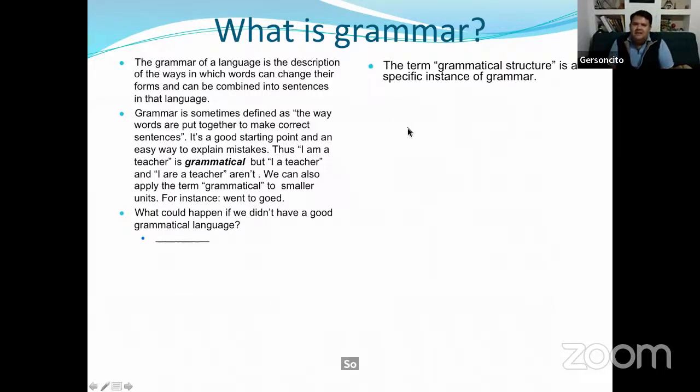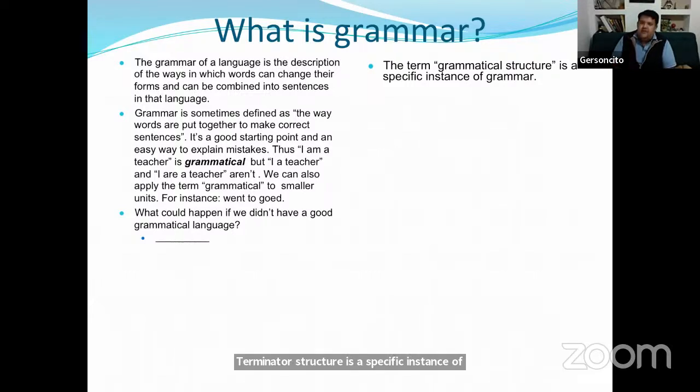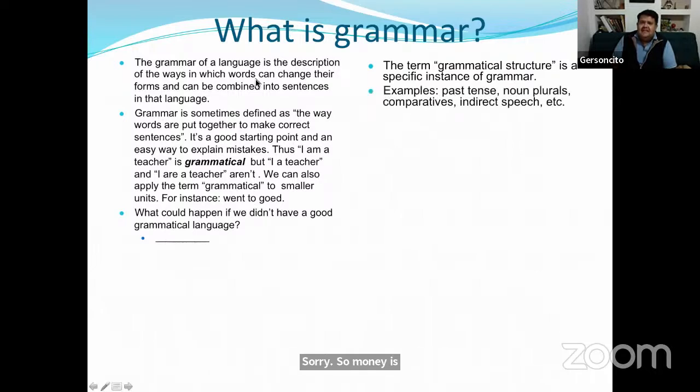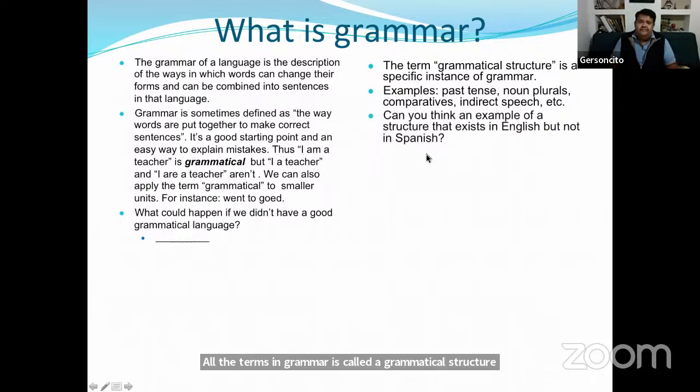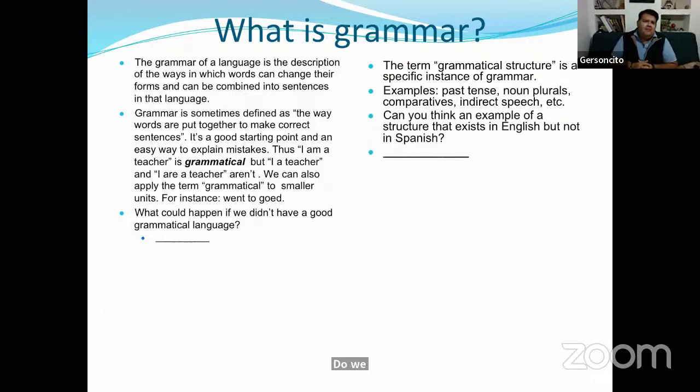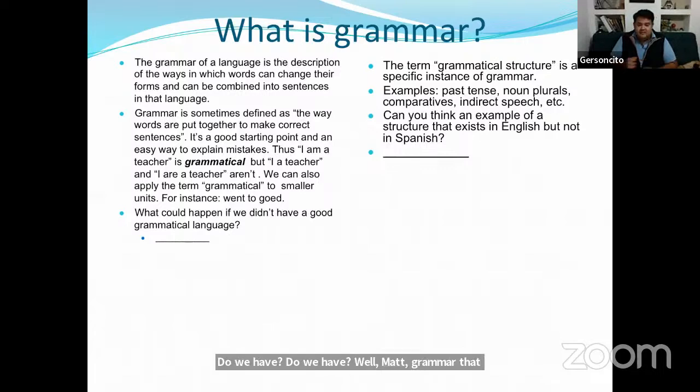So, the term grammatical structure is a specific instance of grammar. Examples: past tenses, noun plurals, comparatives, indirect speech, etc. All the terms in grammar are called a grammatical structure. Do we have grammar that exists in English but not in Spanish?